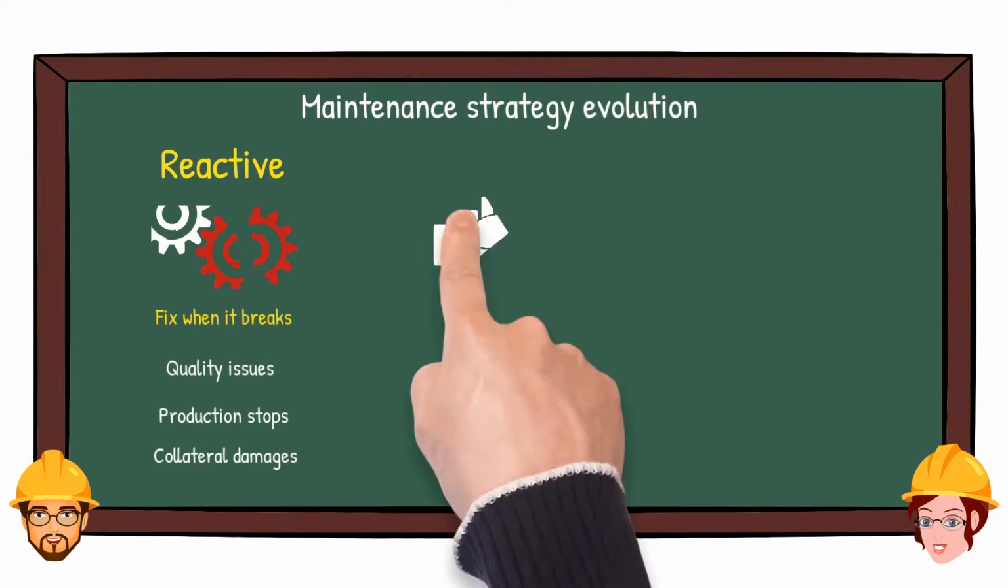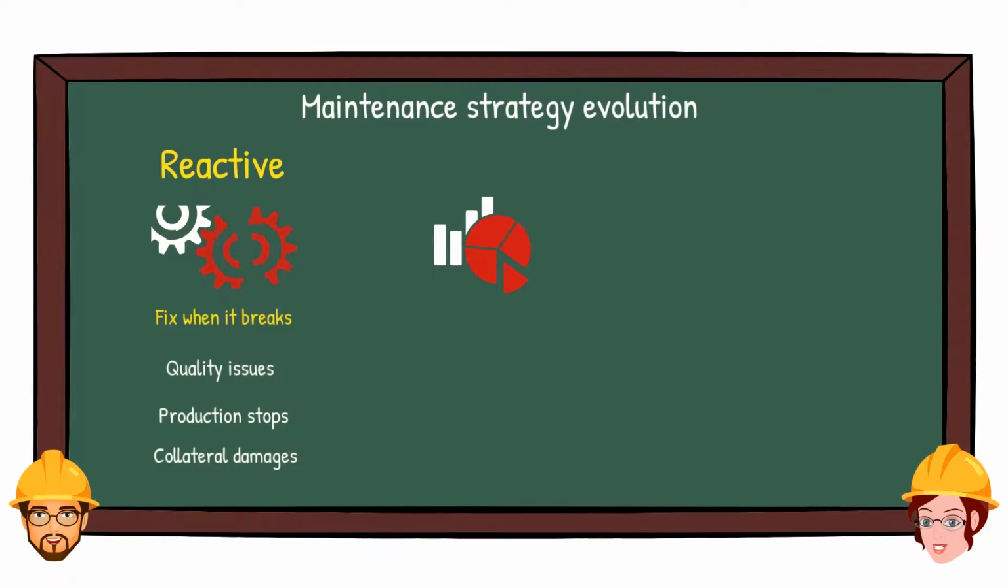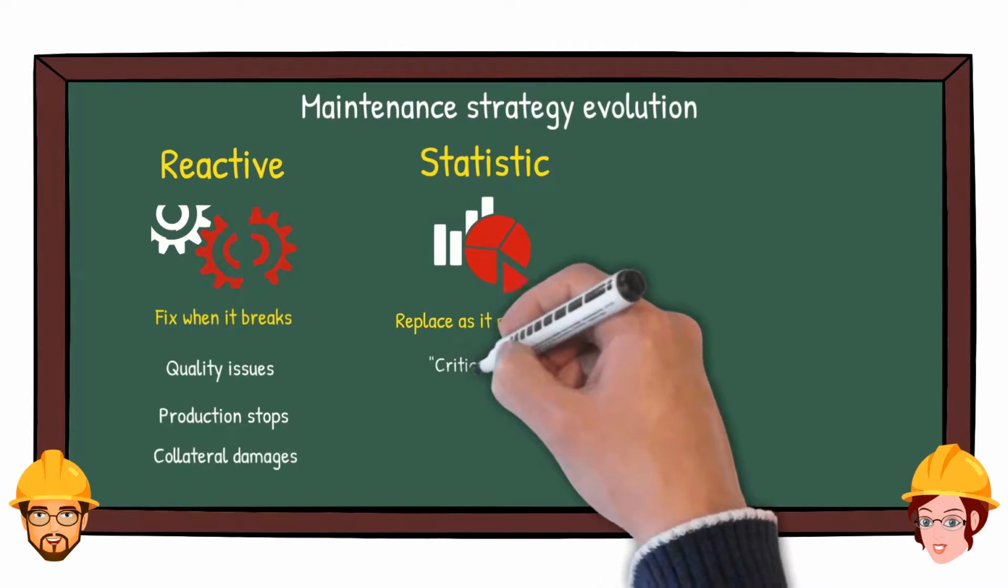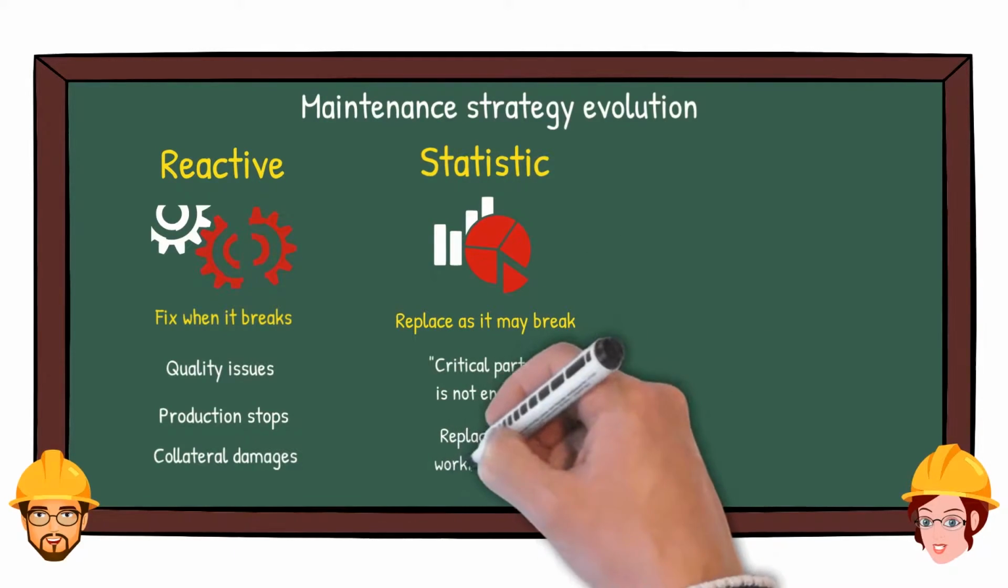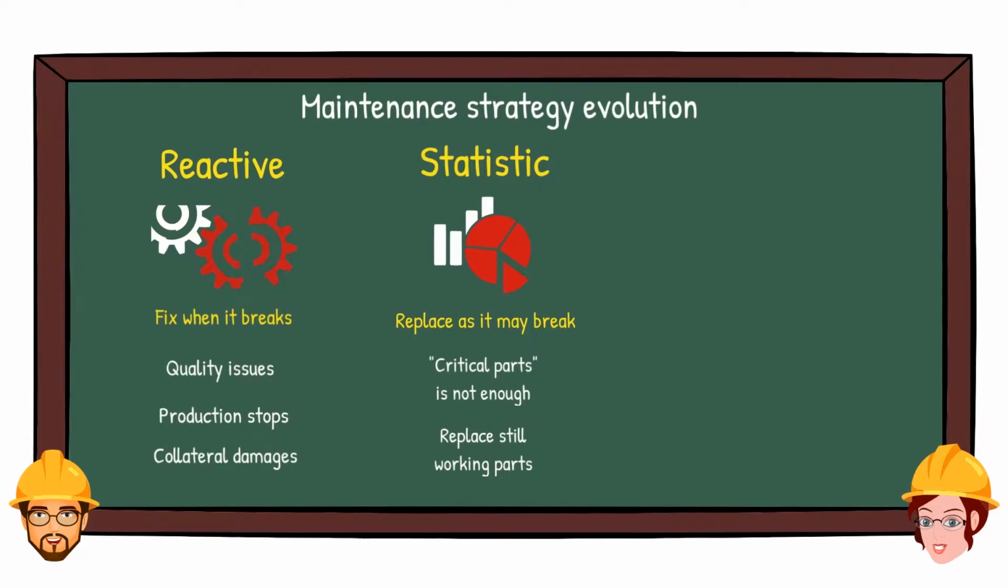In order to prevent problems instead of just curing them, statistic maintenance has been adopted. Statistic maintenance is about knowing probable duration of critical parts and replacing them before they break up. Unfortunately, handling critical parts is generally not enough. It happens very often to replace still working and functional parts.